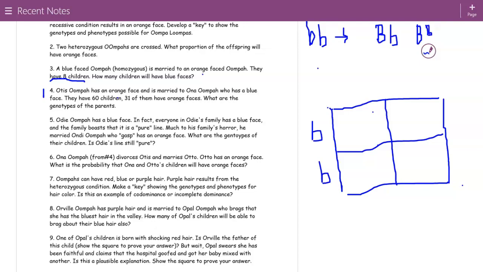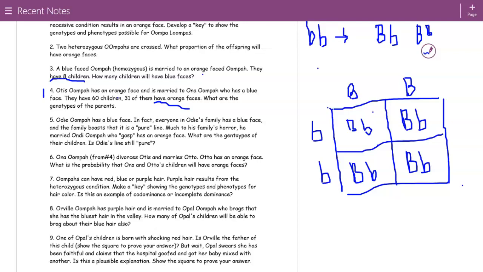Now, right off the bat, if I made Ona homozygous, is there any possibility that they could have orange faces? That their kids could have orange faces? No, right? Because look what happens if we cross these two, Otis and Ona. They would have no children with orange faces. All their kids would be heterozygous.